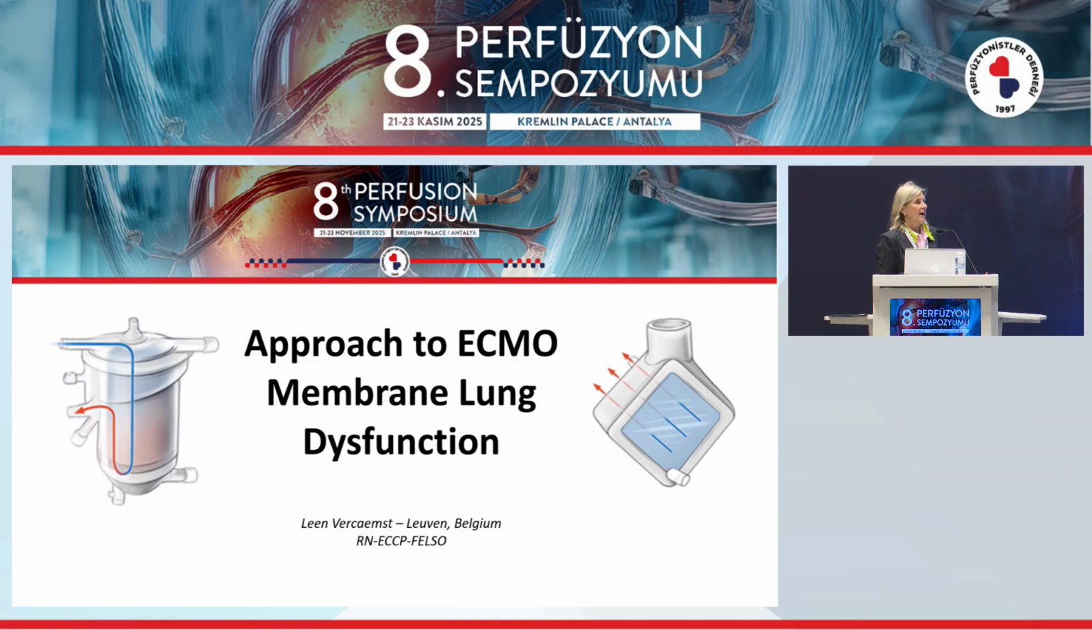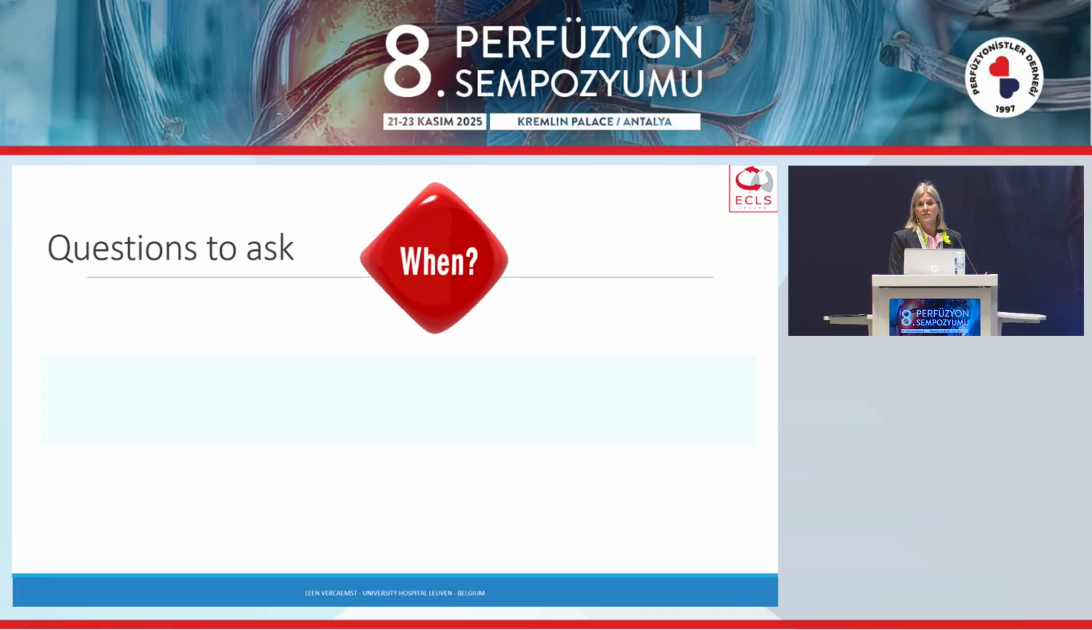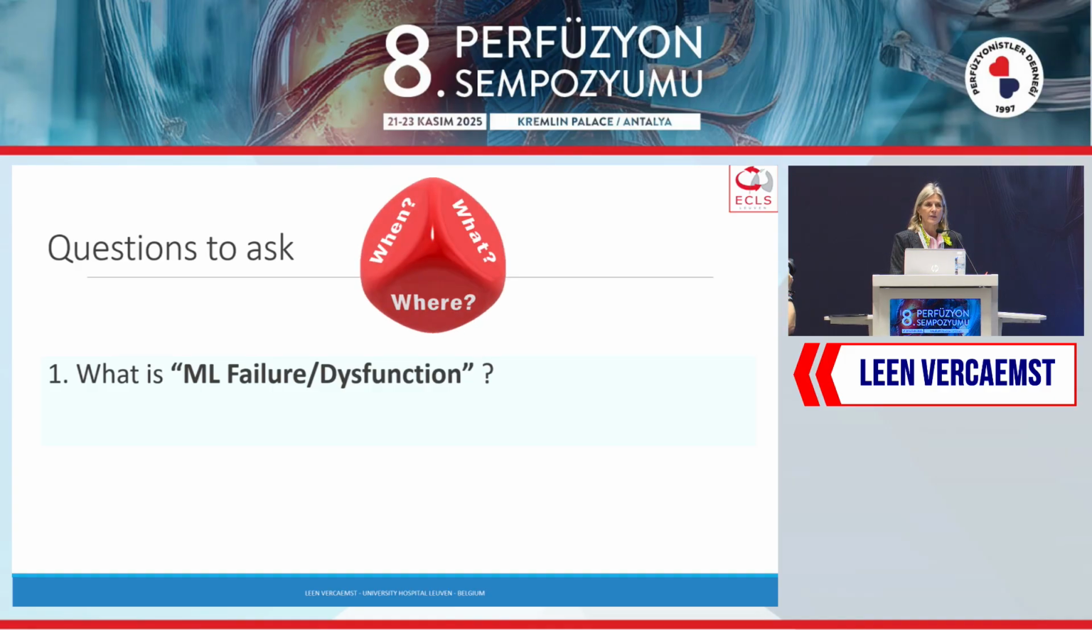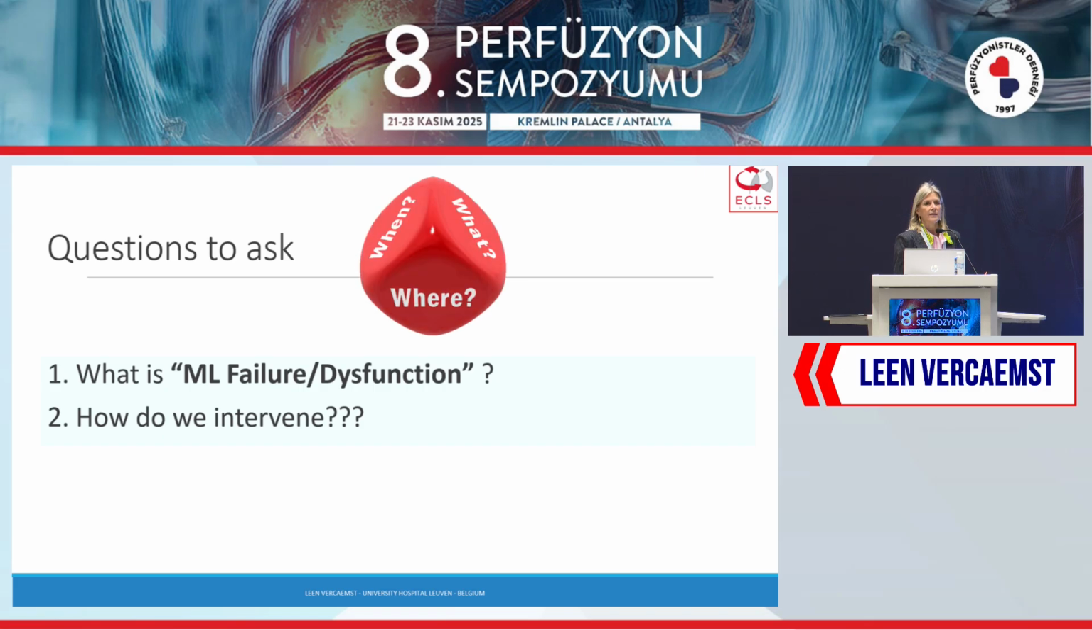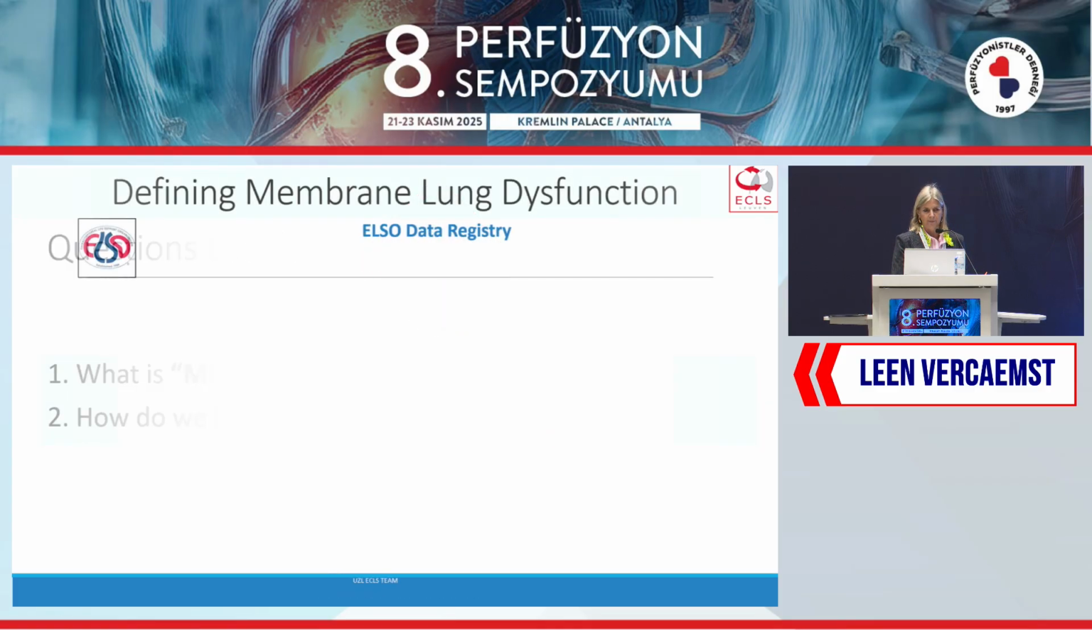Yeah, okay, so I was asked to come and give a few ECMO-related talks. The first topic I want to share is how, or when, we exchange our membrane lung during the ECMO run. There are going to be a few questions I will answer, or at least I will try to answer. The first question is, what is membrane lung failure? What's the definition? And what is membrane lung dysfunction? And secondly, and most importantly, when do we intervene and how do we intervene?